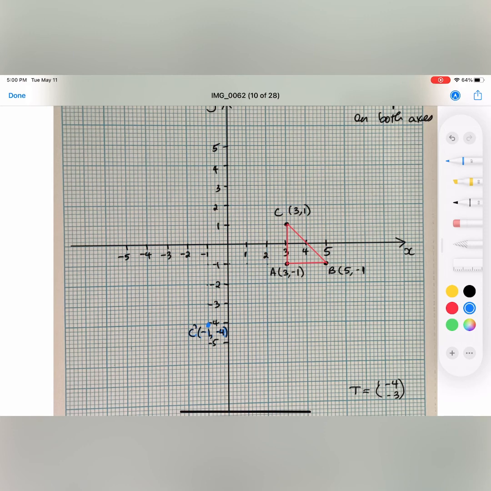Next, I'm going to look at B. So I'm going to be moving across to the left 4 units. So that is going to take me to the point 1, and then I am going to move down 3 units because it's -3, and that will take me to the point -4. So B prime will become 1, -4. So the coordinates of B prime are 1, -4, also known as the ordered pair.